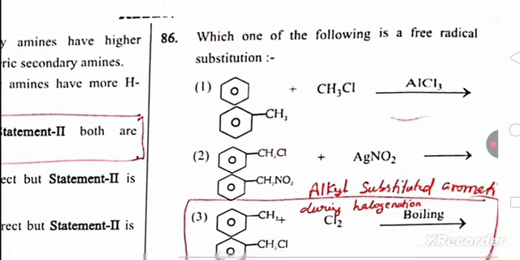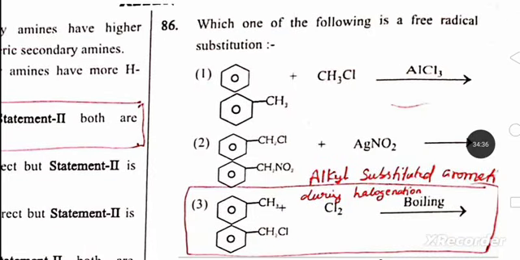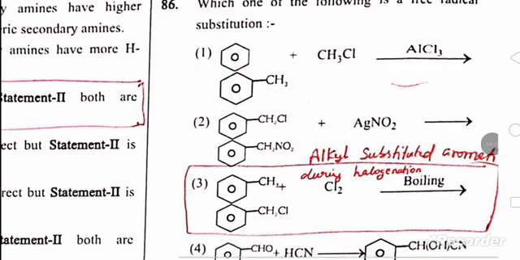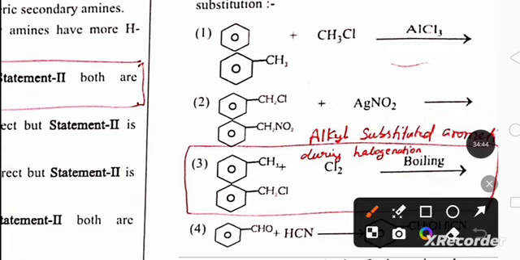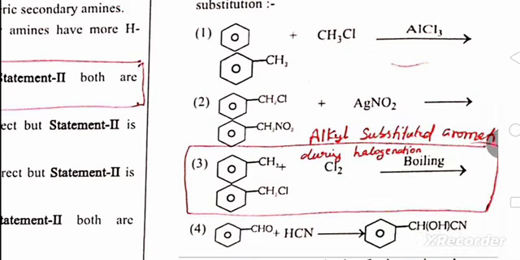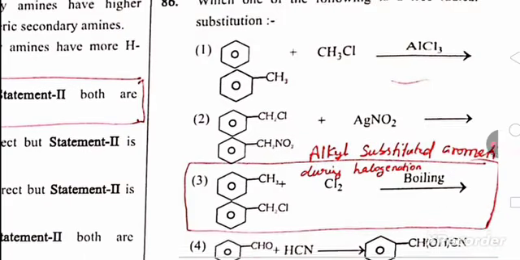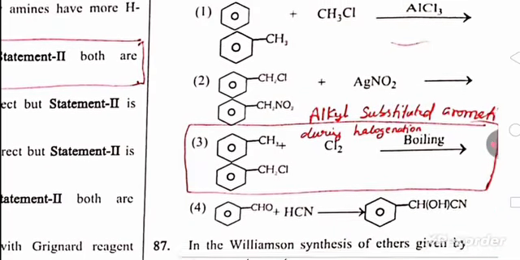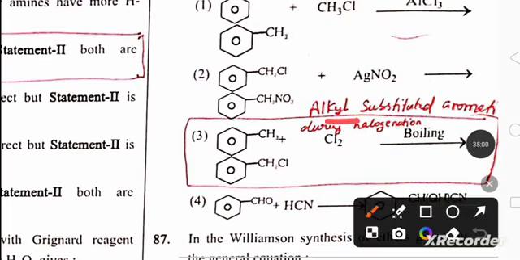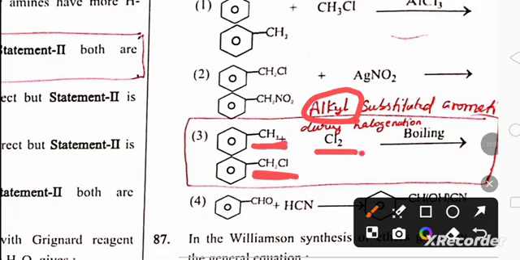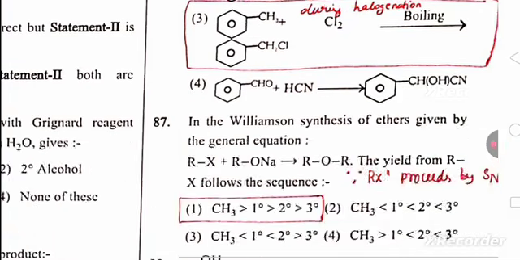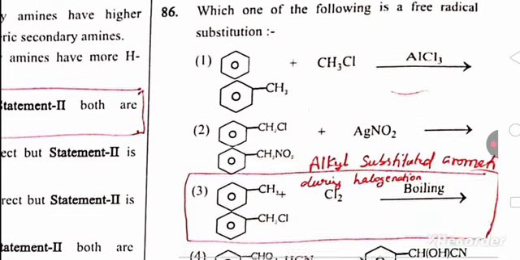Which of the following is a free radical substitution? Where can you find free radical substitution? Usually, children, wherever you can find alkyl substituted aromatic compounds, they undergo halogenation in the presence of UV light to form free radical substitution. If you want to see free radical substitution, you need to find aromatic compounds having alkyl groups. Wherever you find alkyl groups, they undergo substitution easily in the presence of any halogen and UV light. So option 3 is the right answer for free radical substitution.